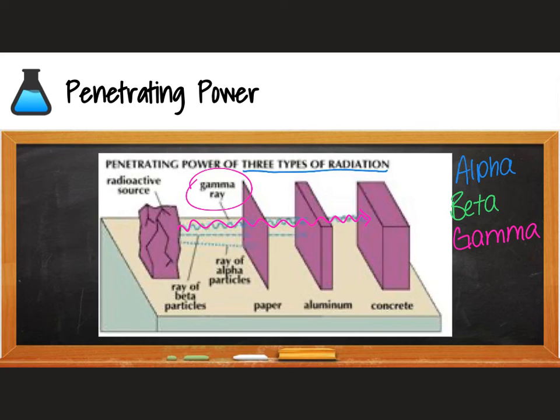Now, the same goes for beta because beta can be stopped by aluminum, okay? So beta falls somewhere in the middle when you're comparing the 3. Now, when you have alpha, that's going to be here. Alpha can be stopped by paper because alpha is the weakest. So when we're comparing the 3 from weak to strong, we have our weakest and then our strongest. So that's kind of like your scale of penetrating power of the 3 different types of radiation and what they can be stopped by, and you do need to know that.